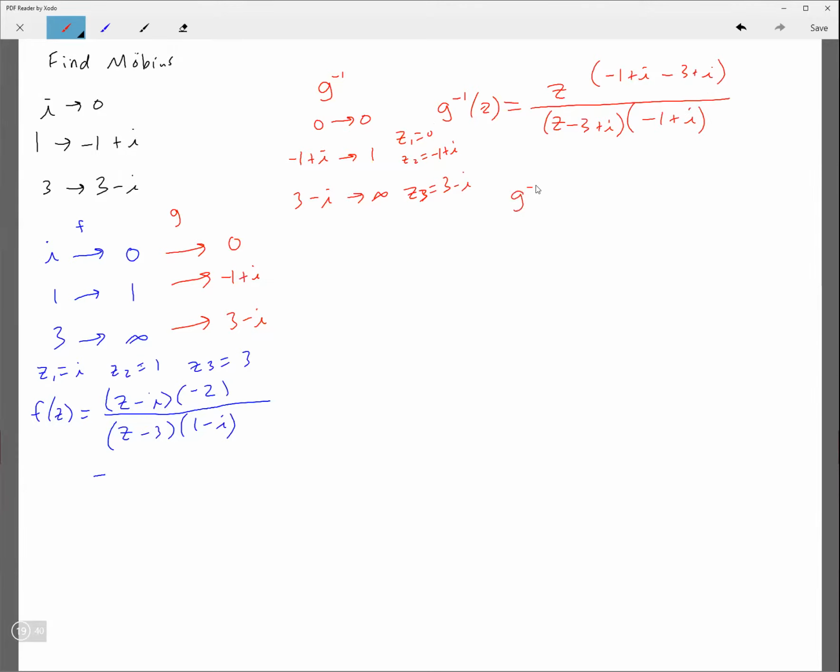And so G inverse of Z is Z times negative 4 plus 2i right there. And then down here it's Z minus 3 plus I. Oh dear. Ouch, this is painful. Yeah, this is quite painful, actually.